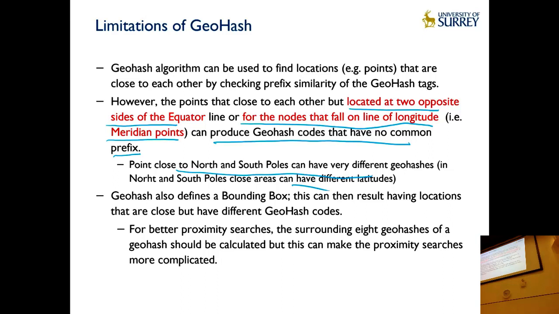And when you start increasing the resolution, you're making these boxes smaller and smaller, and the chances of separating them increase. And when you add more resolution, you also need more bits to store them.